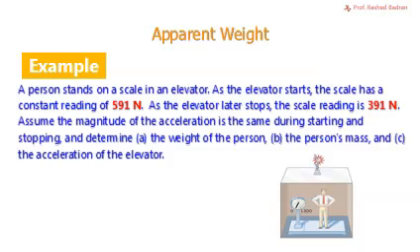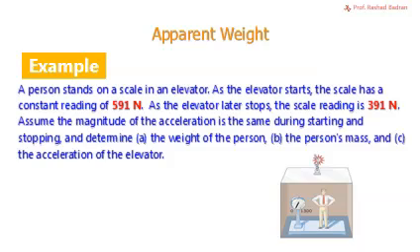when the elevator starts moving with an acceleration upward, and then when it starts to decelerate in order to stop at the end, it has a weight of 391 newtons. Here, if you assume that the magnitude of the acceleration is the same during the starting and stopping stages, you need to determine the weight of the person, meaning the true weight, and the person's mass, and the acceleration of the elevator.